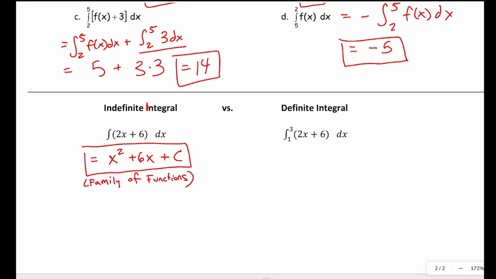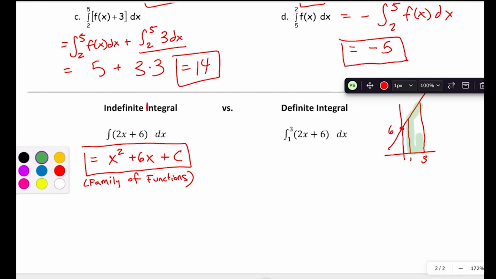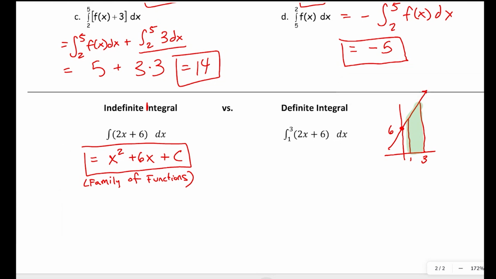So like if you had 2x plus 6, and let's see what that graph would look like. It's got a y-intercept of 6 and a slope of 2, so it's just going to go up like that. And if we're trying to find the area between 1 and 3, trying to find this area right here, we're going to get a numerical value for that area. Now, there's a couple of different ways you could approach this area. You could split it up and find the area of the rectangle and the triangle separately. But I'm just going to find the area of a trapezoid.